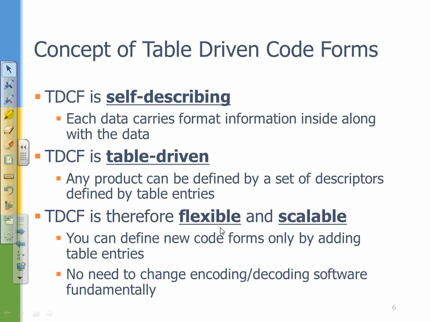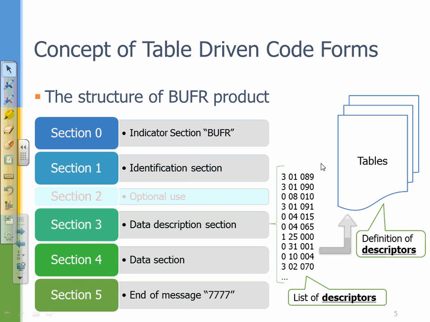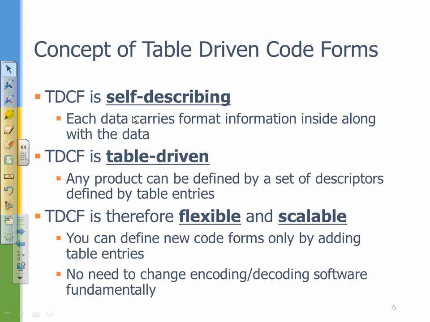So these are the characteristics of TDCF. There are basically three. As I showed in the previous slide, TDCF is self-describing, which means each data carries format information inside along with the data. This is very different from, for example, SYNOP, which is one of the traditional alphanumeric codes. In SYNOP, you have only the station identifier and data, and you don't have any format information in there. Of course, you can know the format from the manual, but the data itself doesn't have a data format. But as I showed in the previous slide, the data itself always has the data description section. So this is called self-describing.